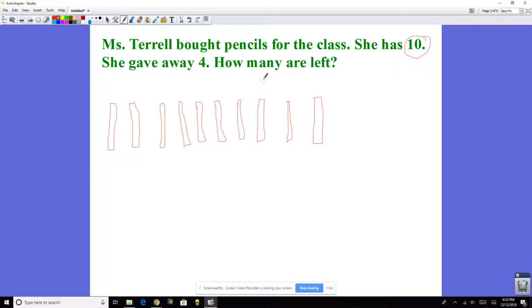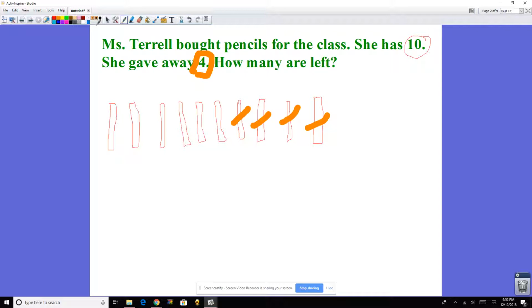All right, in the rest of our sentence, it says she gave away 4. So now I know how many Mrs. Terrell gave away. And gave away means we are subtracting. So we're going to take away by putting a line through it. It says 4. So we're going to go 1, 2, 3, 4. Make sure that you put a line for the ones that Mrs. Terrell gave away.